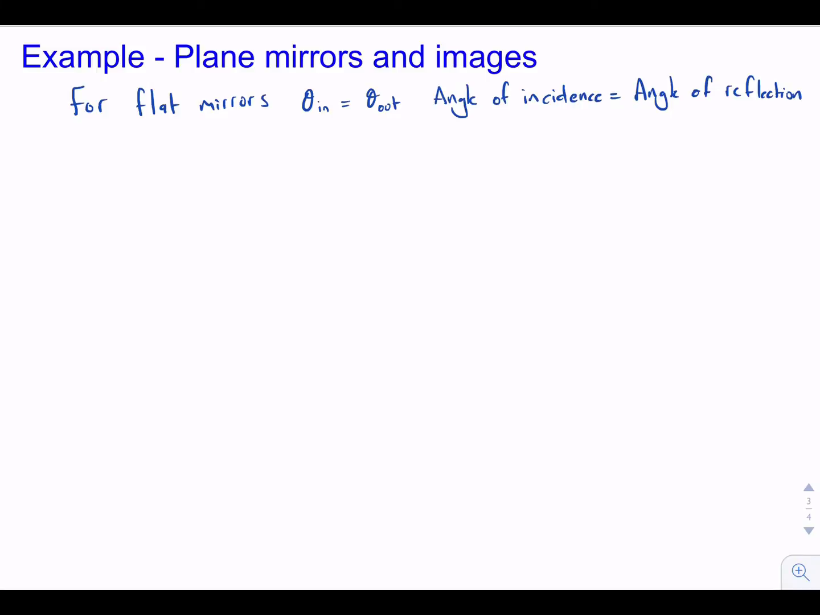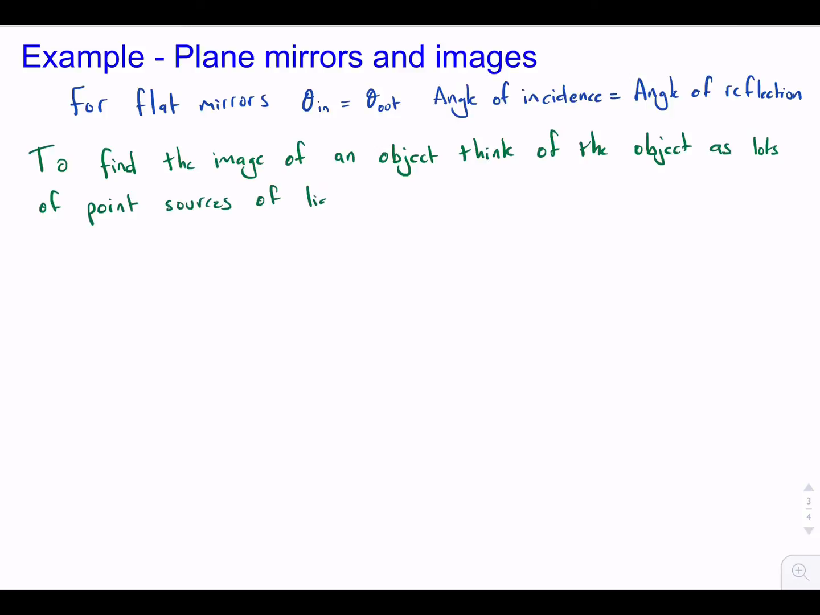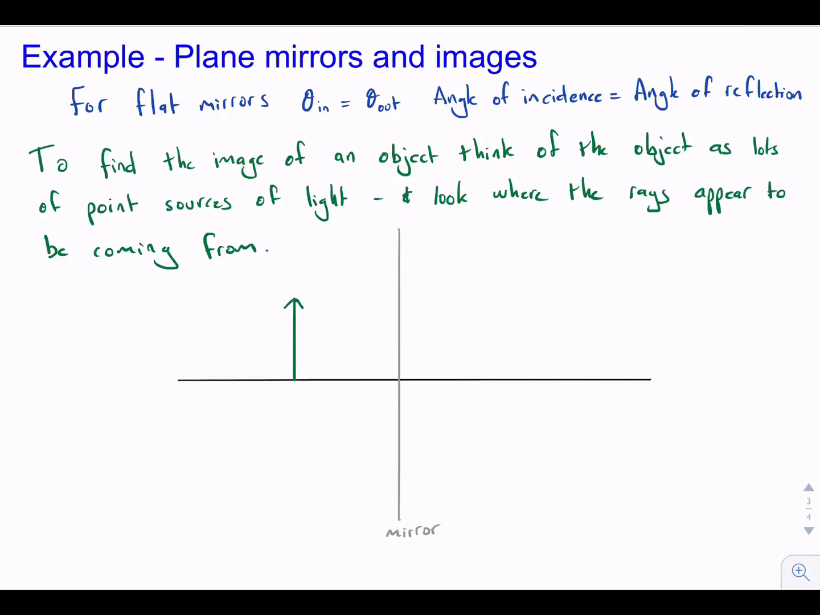Okay, now let's draw some ray diagrams and do an example with plane mirrors and images. So for flat mirrors, and this is another way of saying a plane mirror, we have theta in equals theta out, which you might remember as the angle of incidence equals the angle of reflection, and everything can be worked out from this point. So to find the image of an object, think about the fact that the object has got lots of point sources of light on it, and look where those rays appear to be coming from. So even though we've got an extended object here in an arrow, you can think about it as being made up of a whole lot of point sources very close together. We'll just look at the point source on the tip of the arrow for this example.